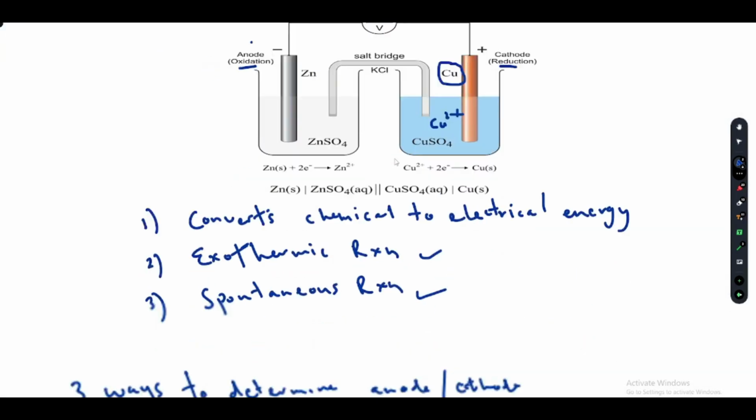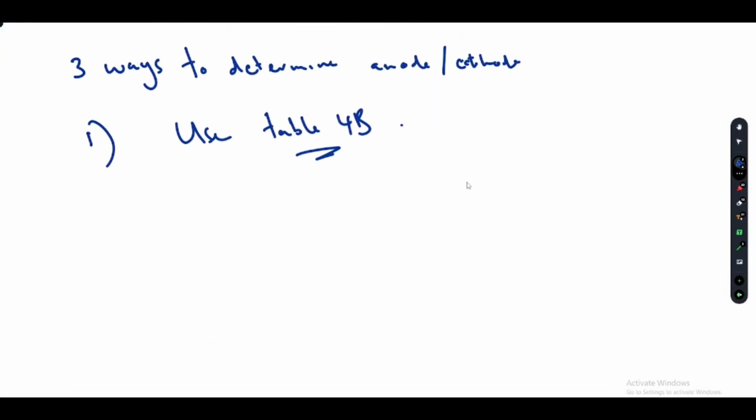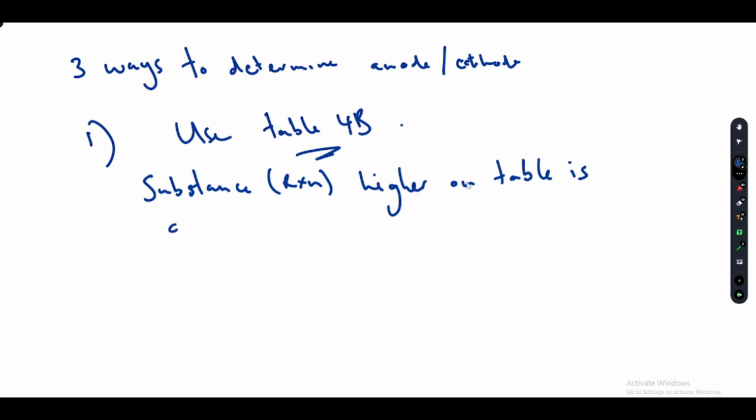So in terms of our theory, when we're using table 4b, we can say the substance or the reaction higher on the table is oxidized. Therefore, it is the anode, because oxidation occurs at the anode. So naturally, the substance lower on the table would be reduced and therefore the cathode.